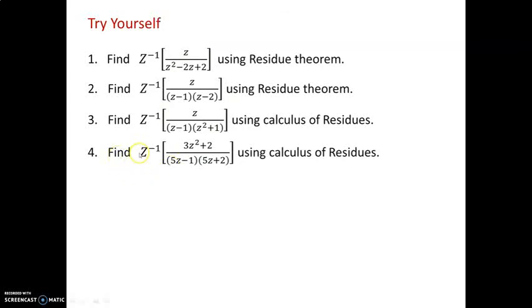Fourth one, find z inverse of (3z squared plus 2) divided by (5z-1)(5z+2) using calculus of residues. So taking the coefficient of z out, we get 5 into 5, 25.